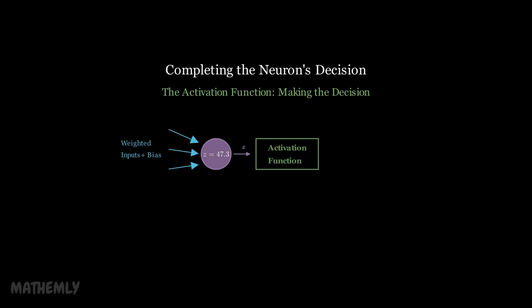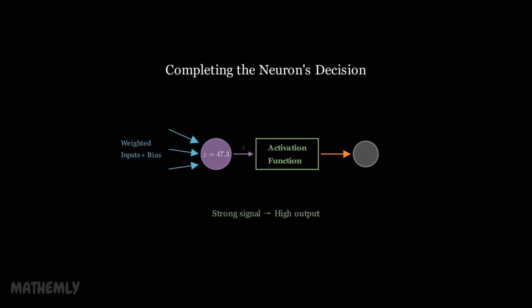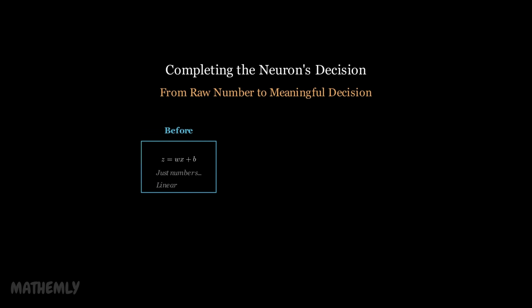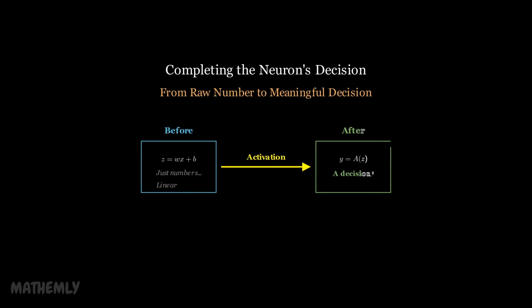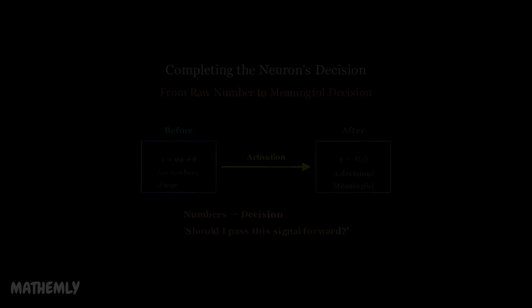Here, we are not introducing new activation types like in the previous video, but rather seeing how activation completes the neuron's decision process. If the total input strongly supports activation, the neuron passes a high signal forward. If it's weak or uncertain, the neuron outputs a small or zero value. This simple step transforms a raw linear combination of inputs into a meaningful output, effectively turning numbers into a decision. It's how a neuron decides, should I pass this signal forward or not, connecting the logic of weights and bias to the behavior of the entire network.